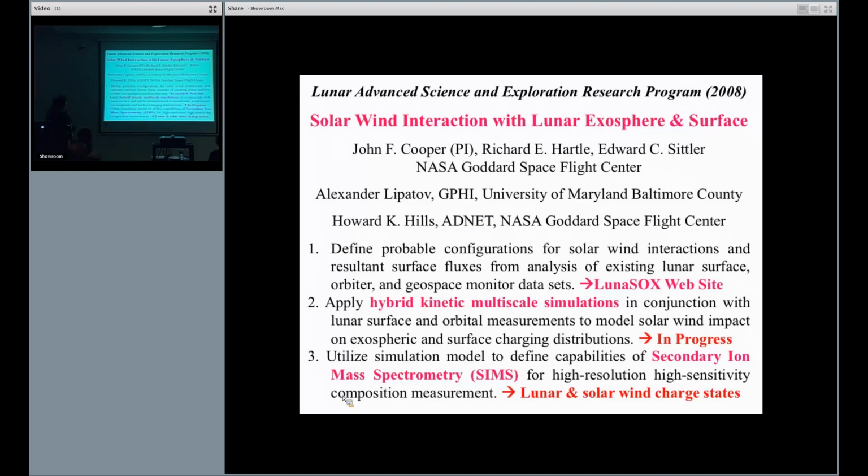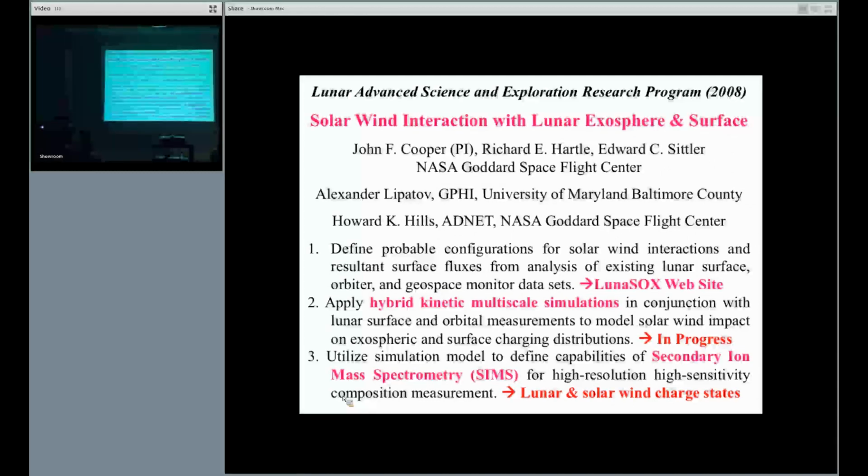This is the project here again, the solar interaction with lunar exosphere and surface that was funded in 2008. So we have three main objectives here. We're trying to define the solar interactions, to characterize the solar wind, from the time of Apollo onward with the available data, which includes Apollo ALSEP data at the surface, upstream monitor data, and hopefully we're going to get orbital data as well from the moon. We actually have that from Explorer 35.